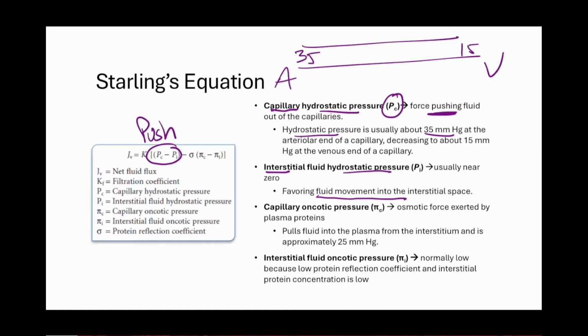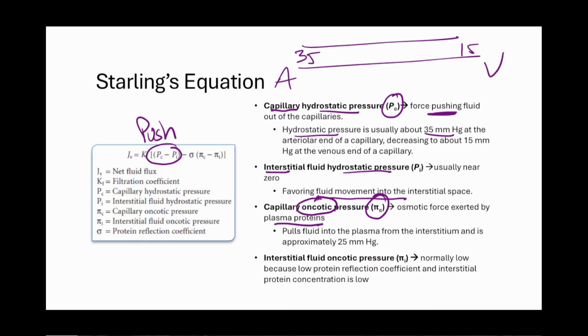Then we have other factors. We have still capillary pressure or interstitial pressure, but now we're talking about oncotic pressure. And oncotic pressure has a little pi symbol, and there's a C next to it. It means it's the oncotic pressure of the capillary. And if it's the I, it's interstitial oncotic pressure. Whenever you think of oncotic pressure, it's plasma proteins.